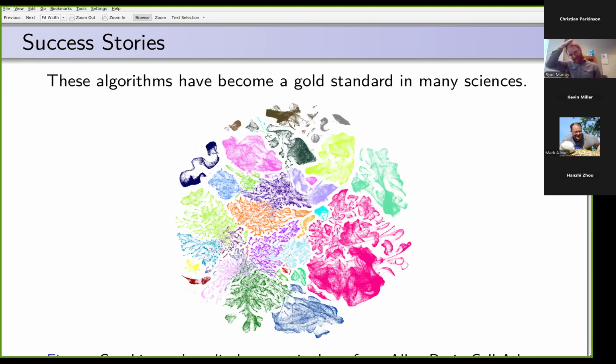Now, moving towards things which are less toy problems and are more scientific problems that people are really trying to solve, tSNE and some of the subsequent algorithms that build upon it have become the gold standard in many sciences. So here, this is a graphic that comes from the Allen Brain Cell Atlas. It was featured in a paper in Nature. And this is looking at genetic data related to the brain of a mouse.